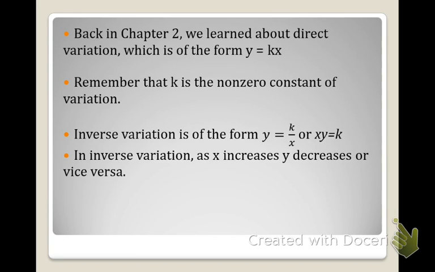In inverse variation, as x increases, y decreases, or vice versa. So when we learned about direct variation back in chapter 2, as one of them got bigger, the other got bigger. As one got smaller, the other got smaller. They went in the same direction. Direct variation, same direction. Inverse variation, they go in opposite directions. So if one gets big, the other gets small.